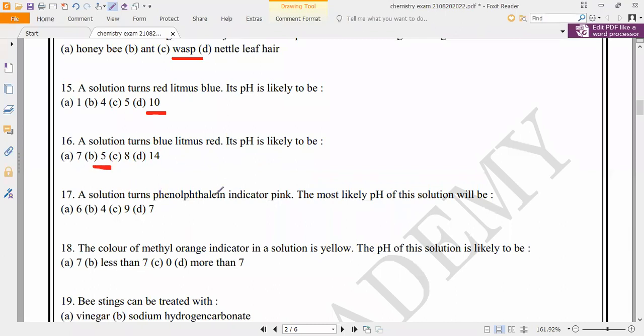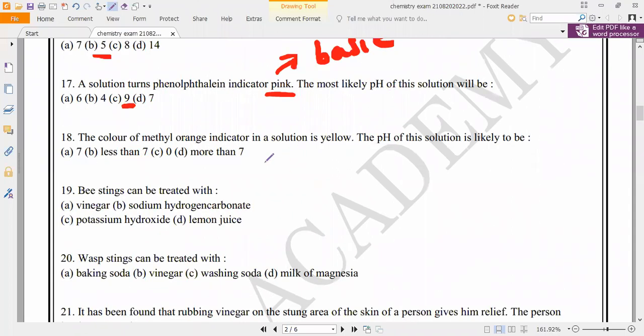Next. A solution turns phenolphthalein indicator pink. Which one? 9, sir. Is it basic, yes or no? Basic. Next. The color of methyl orange indicator in a solution is yellow. The pH is more than 7. How can you say it is basic in nature? Is it yes or no? Yes, sir. Methyl orange color is yellow.